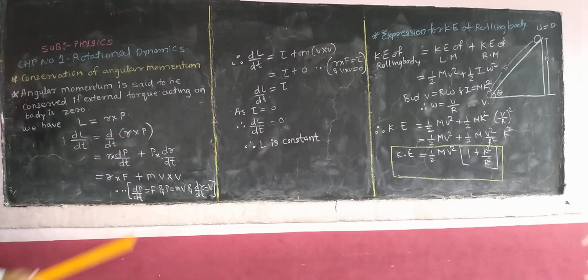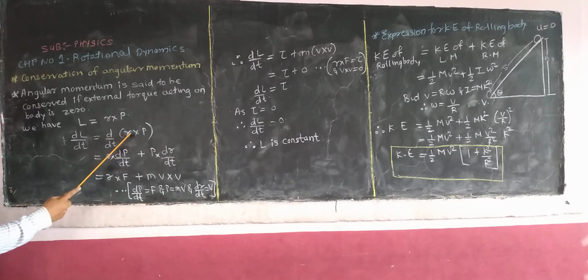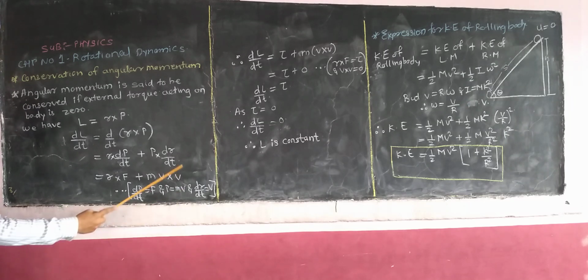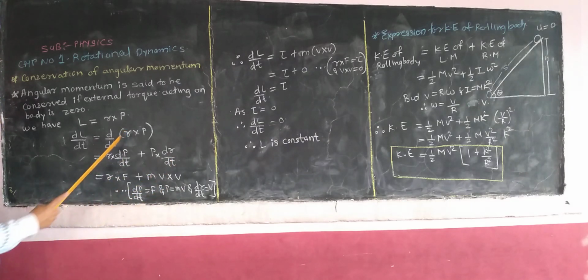Now here we have to use our product rule of the derivative, that is u into v: u as it is times derivative of v, plus v as it is times derivative of u. Same here: r as it is, derivative of p, and here p as it is, and derivative of r, dr by dt. This is the product rule of derivative. So r times dp by dt plus p times dr by dt.